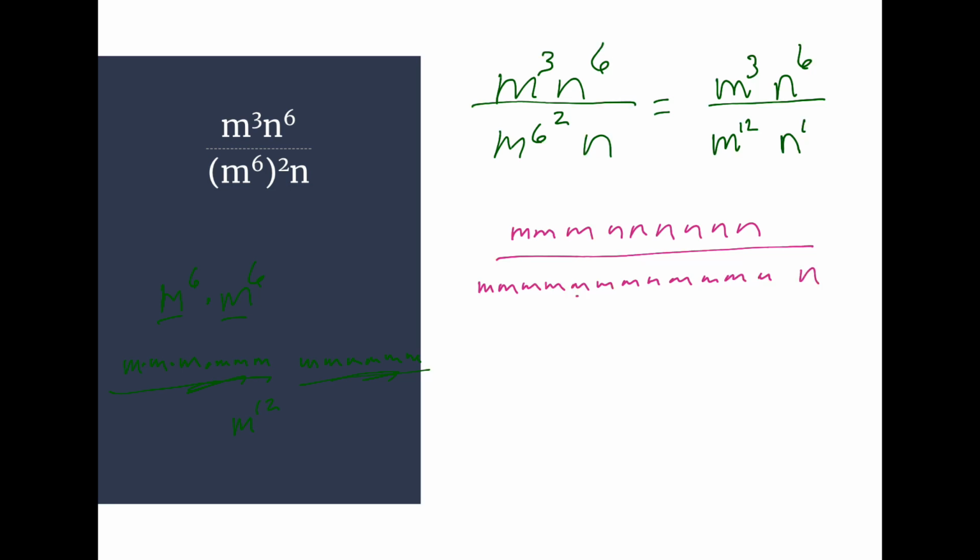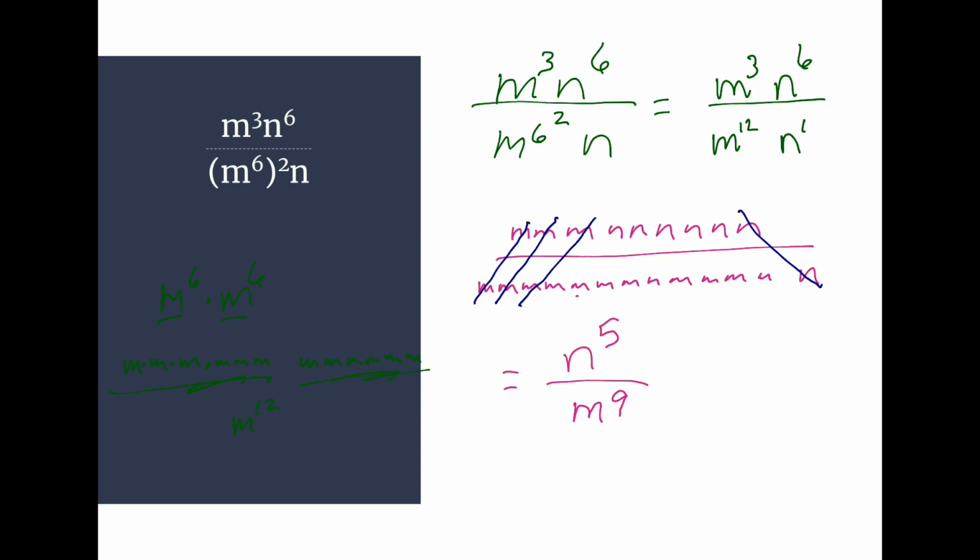Then we can start crossing off stuff that we see on top and bottom. I have an m on top, m on bottom, so I can cross off 3 pairs of m's. And then we look at our n's, we can start crossing those off. Since there's only 1 n on the bottom, that's all we can do. Now I'm left with, if I count them, 1, 2, 3, 4, 5 n's on top, so n to the 5th. And when I count the m's on the bottom, I get 1, 2, 3, 4, 5, 6, 7, 8, 9, so m to the 9th on the bottom.